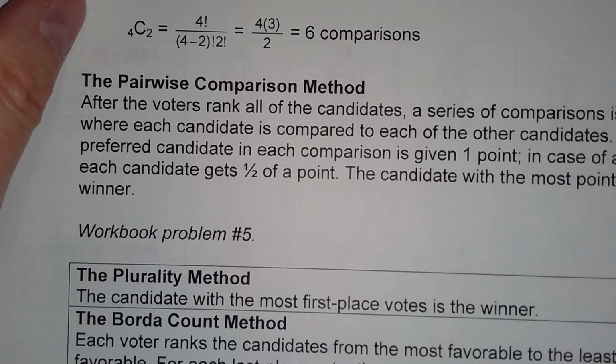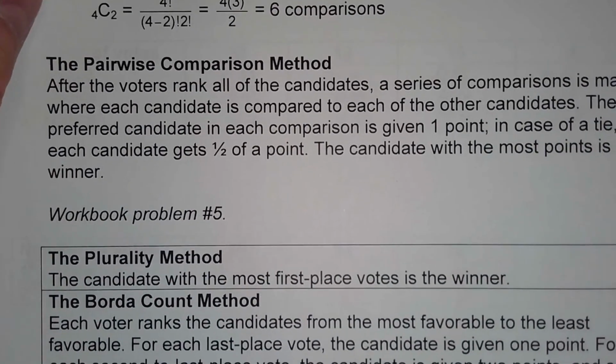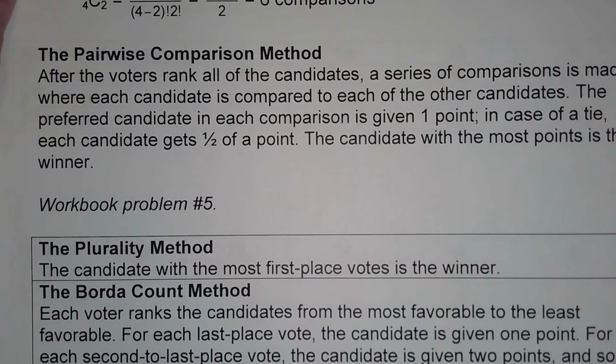So we're going to need 6 comparisons. So let's just summarize. After all the voters rank all the candidates, a series of comparisons is made where each candidate is compared to each other candidate. The preferred candidate in each comparison is given 1 point. In case of a tie, each candidate gets half a point. The candidate with the most points is the winner.